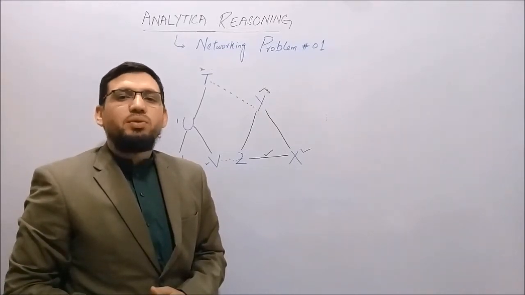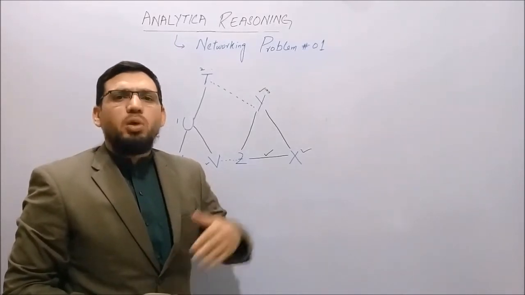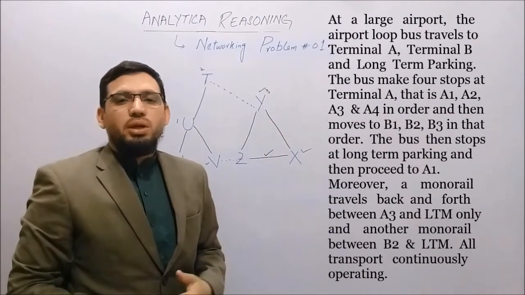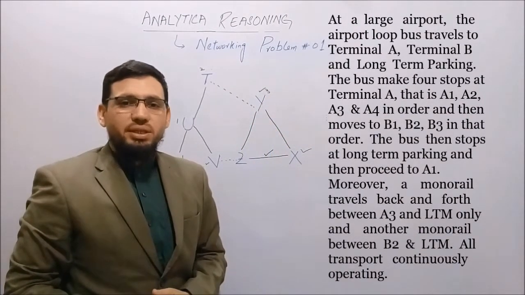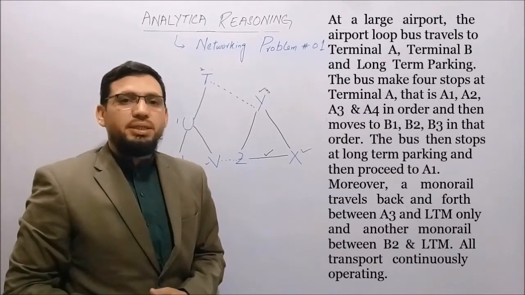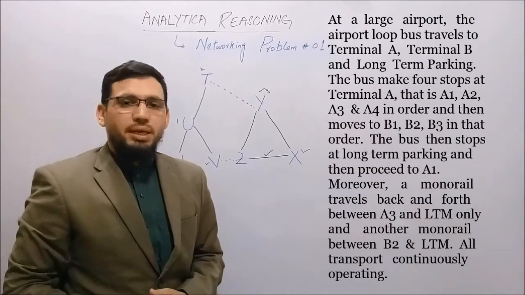lecture, let me give you an assignment relevant to today's lecture. The problem you have to solve is that there is a long airport where a loop bus is traveling from terminal A to terminal B and then long-term parking. In terminal A, there are 4 stops, which are A1, A2, A3, A4. And in terminal B, there are 3 stops. And then the bus moves to long-term parking.